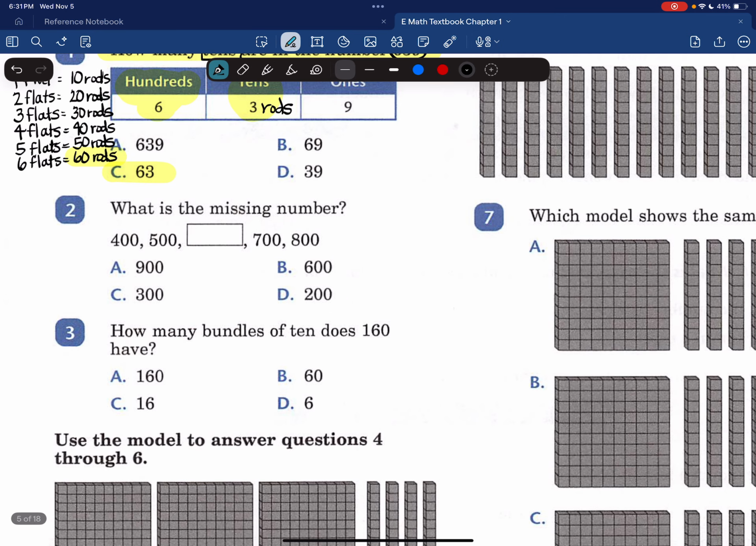Number 2. What is the missing number? Anytime they've drawn a box like that, that's important. They've already drawn the box for us. We're looking for what goes in that box. So I have 400, 500, and then it jumps to 700 and 800. 4, 5, 600 goes in the box. So the answer is B.